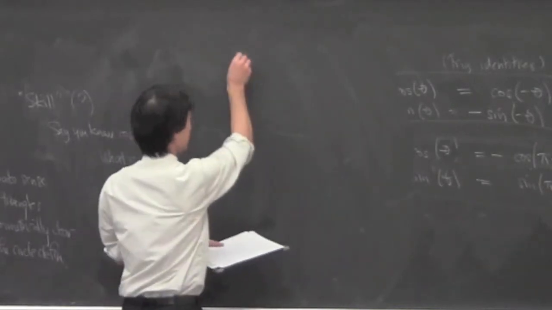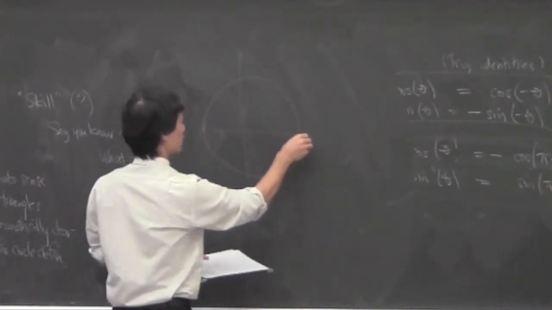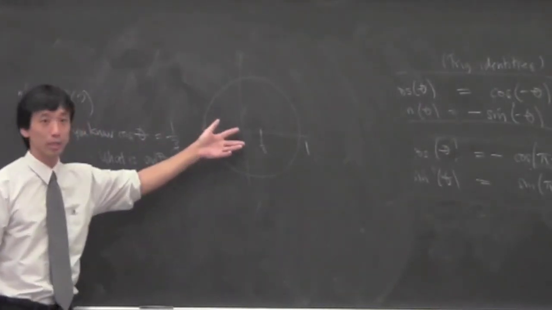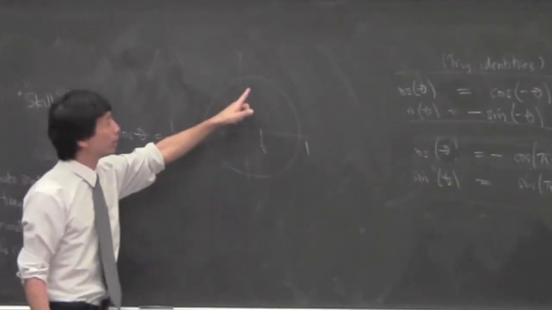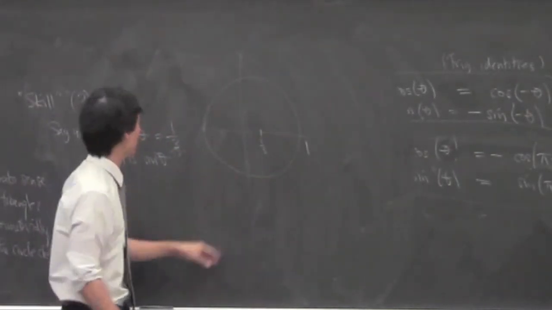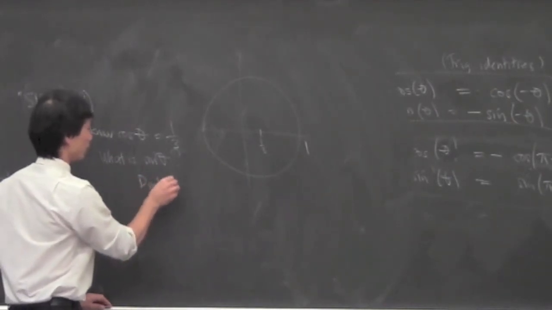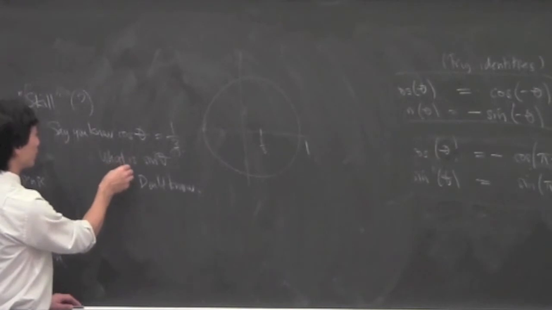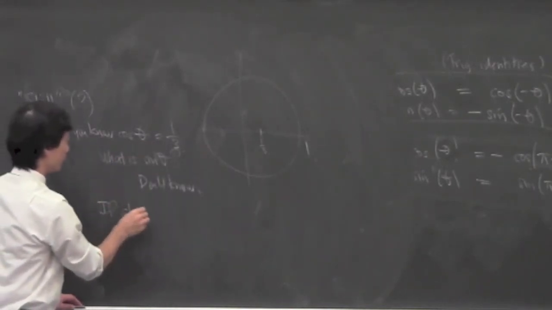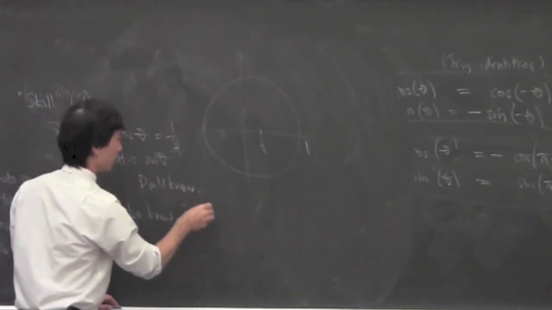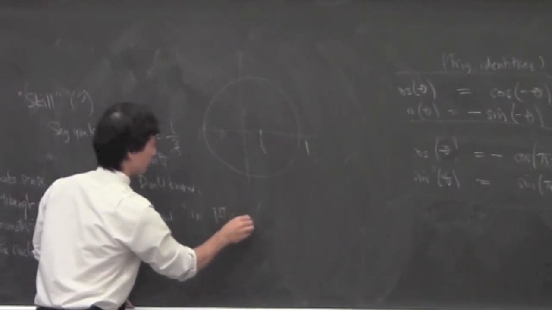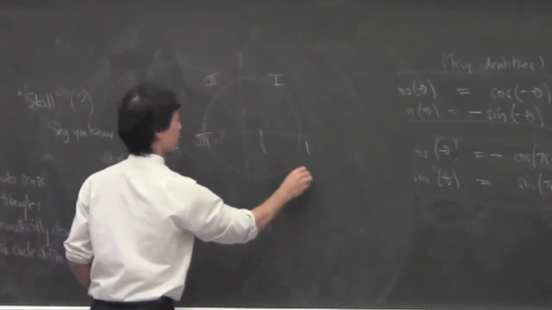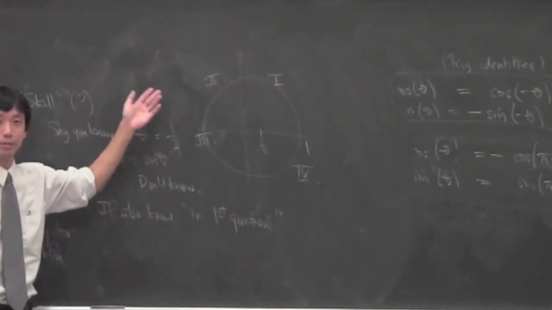Well, the answer is actually, it's a bit of a trick question. Because here's the unit circle, here is 1/3. So we're basically saying, you know the x coordinate, do you know the y coordinate? And the answer is no. It could be up here, or it could be down here. So the answer is, don't know. But say you also know we're in the first quadrant. People number the quadrants like this, 1, 2, 3, 4. If you also know that you're in the first quadrant, then yes, the answer is yes.